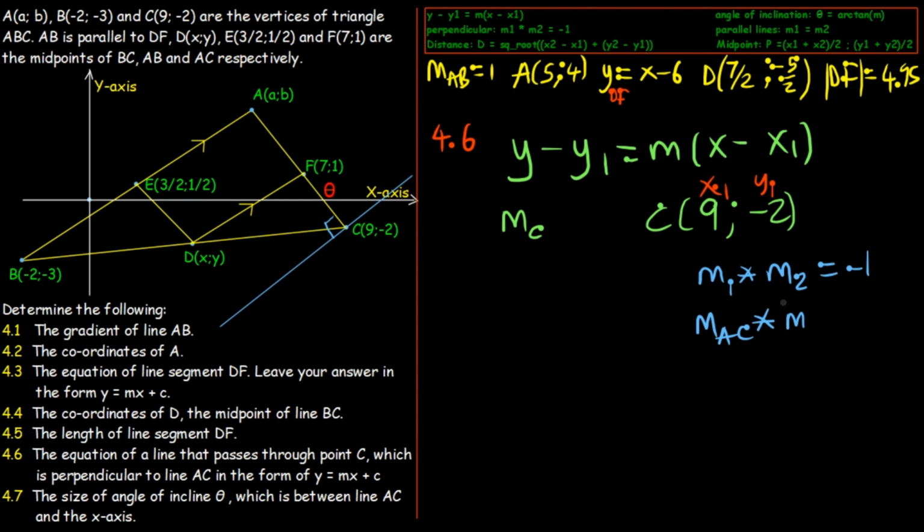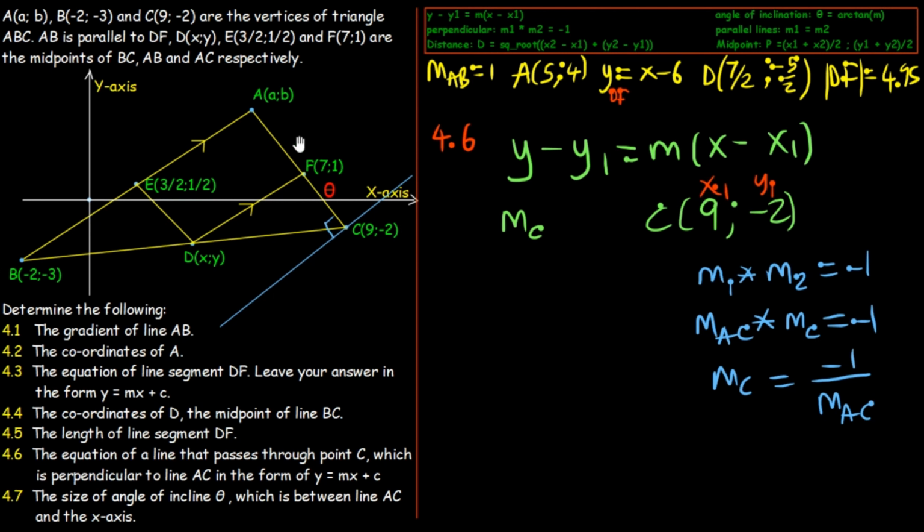Alright, so their product should give us -1, which means the gradient of our line should be equal to -1 over the gradient of the line AC. Okay, so first let's determine this gradient of the line AC. Then we'll substitute it and find the gradient of the line through the point C.